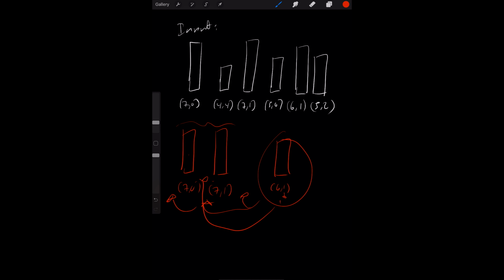So the best thing to do is to sort the tallest people first, and then keep adding the next tallest people, and then the next tallest people, so that it doesn't affect the ordering, right? So the algorithm can go like this.